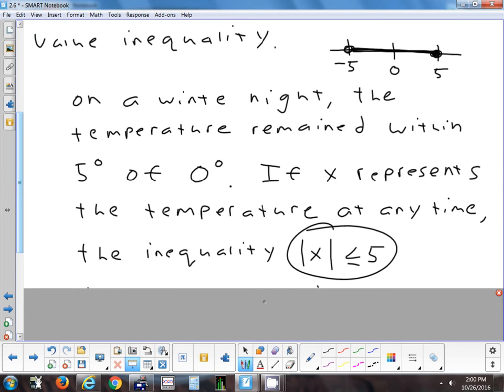Or like, let's say you weighed yourself for a month, you know, and you were like 200, and then you went 203, maybe 204 at the highest, maybe 196 at the lowest. You could say you were always within 4 pounds of 200 pounds, right? 204 at the highest, 196 at the lowest. We could write an inequality just like that to represent what I just said.